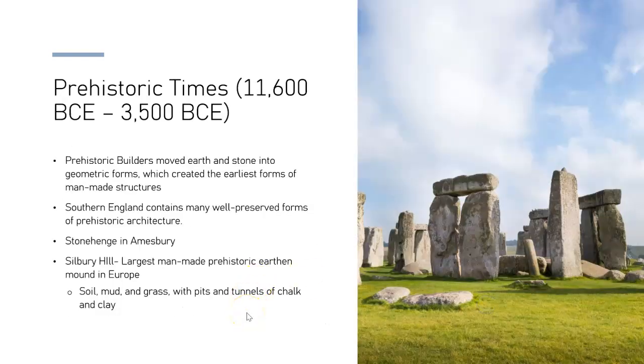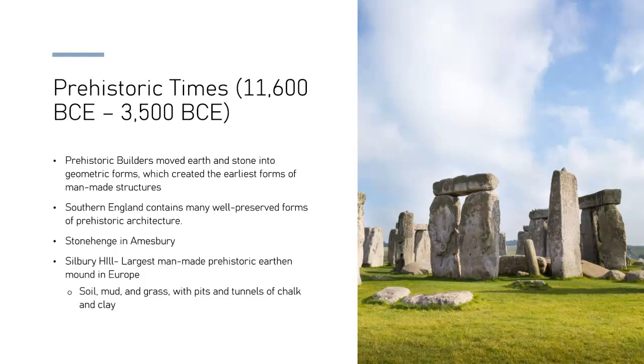So first off, we have our prehistoric times, which was the first era. Prehistoric builders moved earth and stone into geometric forms, which created the earliest forms of man-made structures. So basically, you can think caveman styles. Anything that they could use, they used to make structures. This is seen mainly in areas of southern England that contain a lot of well-preserved forms of prehistoric architecture.